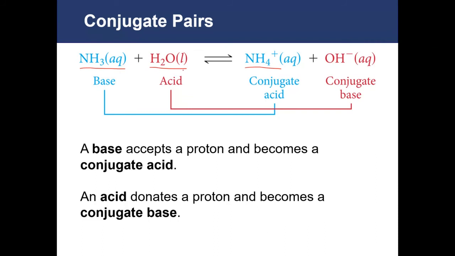You also have the acid and its conjugate base. So water donates a proton to the ammonia. The result is the hydroxide ion, OH-, which is the conjugate base to the acid. Right? So the difference between the two is that the conjugate base will have one less hydrogen, or one less proton, than the acid that it came from. So a base accepts a proton to become a conjugate acid, and the acid donates a proton to become the conjugate base.